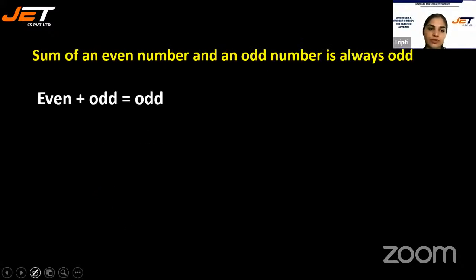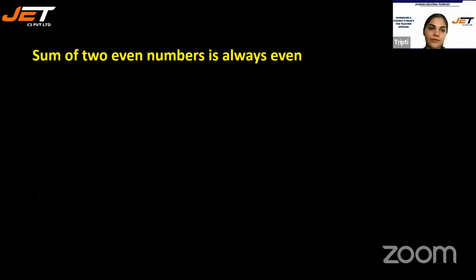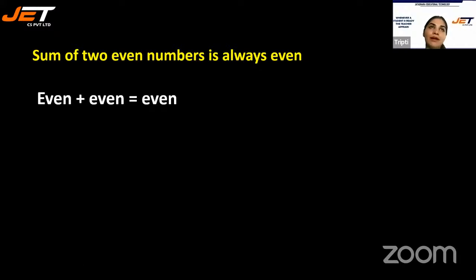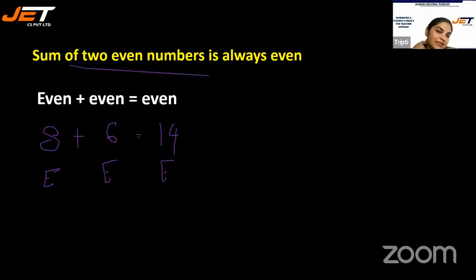First, we will do some examples for addition. Let's take two even numbers, any even number, let's say 8, and another even number, let's say 6. What is 8 plus 6? It's 14. 8 is even, 6 is even, and 14 is also even. Hence, the sum of two even numbers is always even.